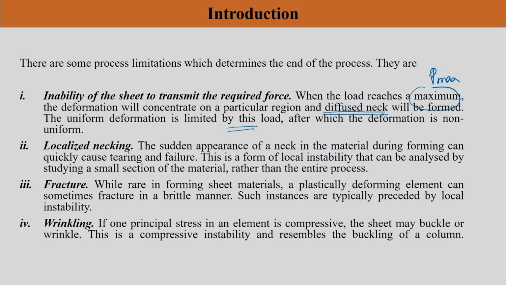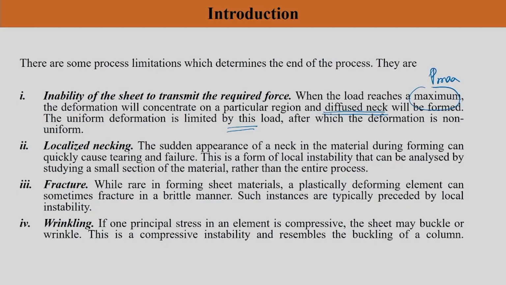And you will see that once you reach that particular stage, we are going to have diffuse necking. Diffuse necking means the neck is generated over a larger gauge length, larger span, in the gauge region. That is called diffuse neck. And the moment this happens, your uniform deformation is going to cease, after which what you are going to have is non-uniform deformation that we already discussed in the first section. Now this is diffuse necking.